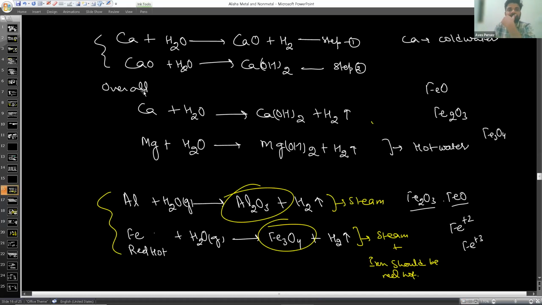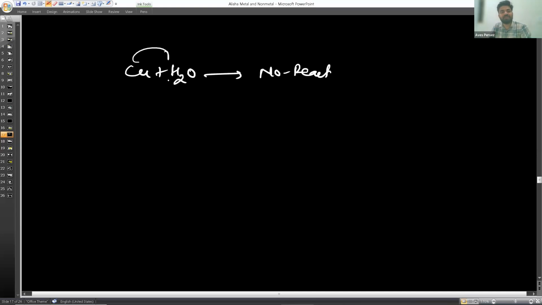Okay, sir. Here we have these reactions, and those metals that come below hydrogen, like copper, with water there will be no reaction. Because this is a displacement reaction, they are displacing. Yes, sir.